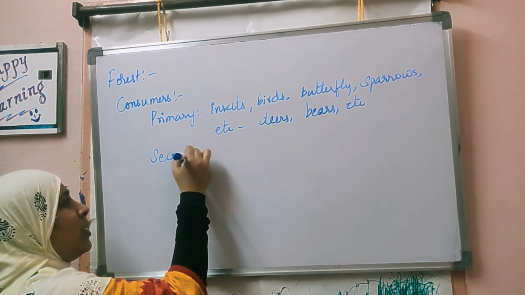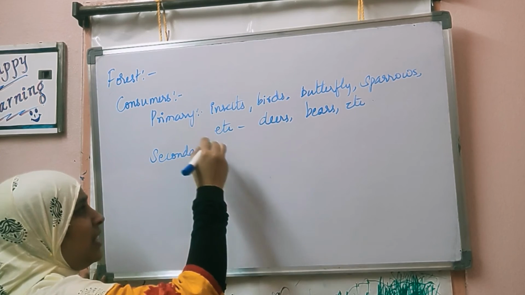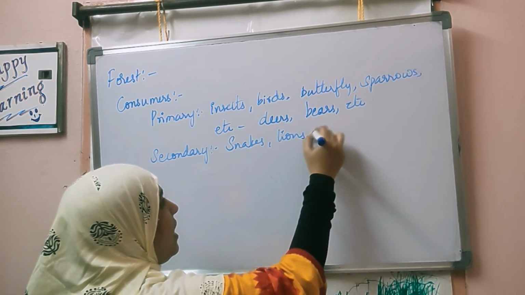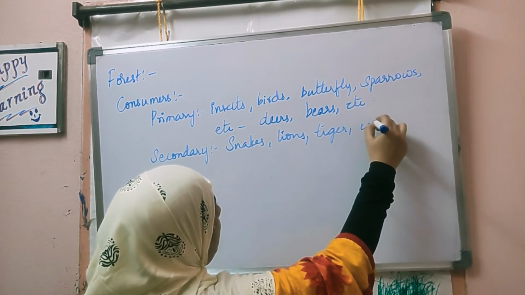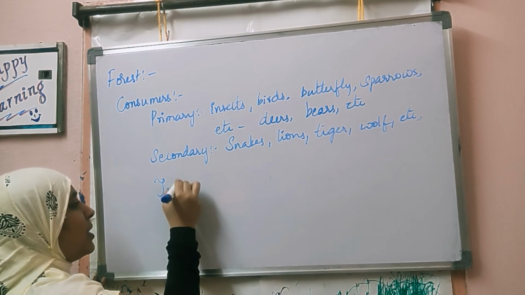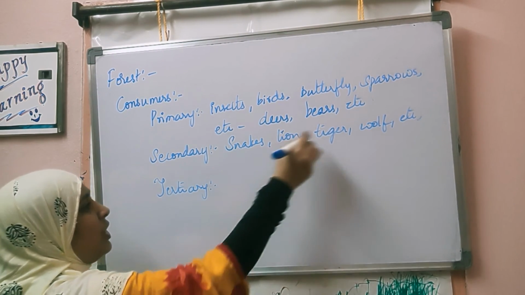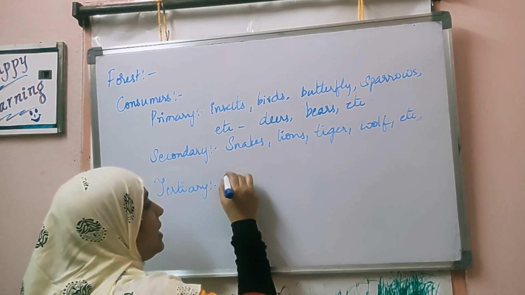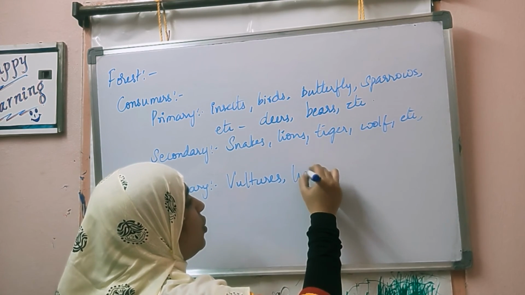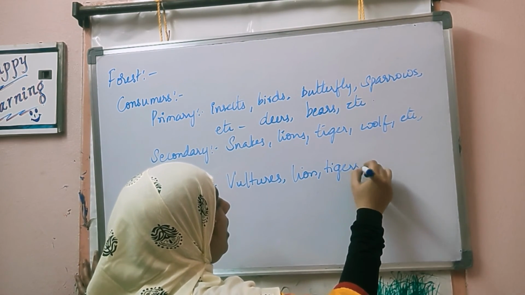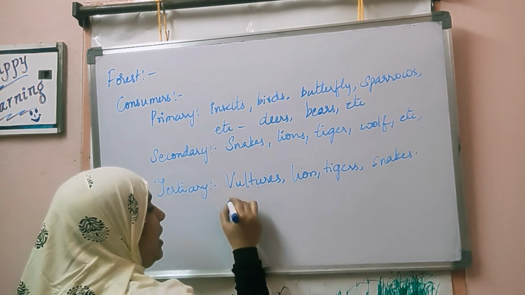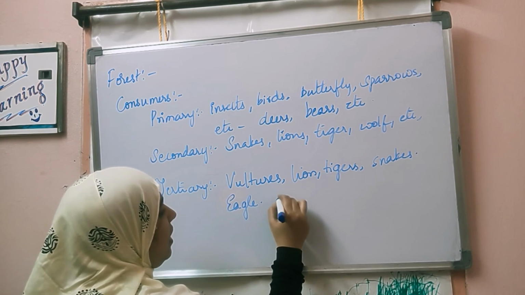Secondary consumers include all those organisms which eat these, like snakes, lions, tigers, wolves, etc. Tertiary consumers are those which feed on these secondary consumers, like vultures. Sometimes lions and tigers are also included in this, and some of the snakes are also included. Eagle is also included in this, etc.